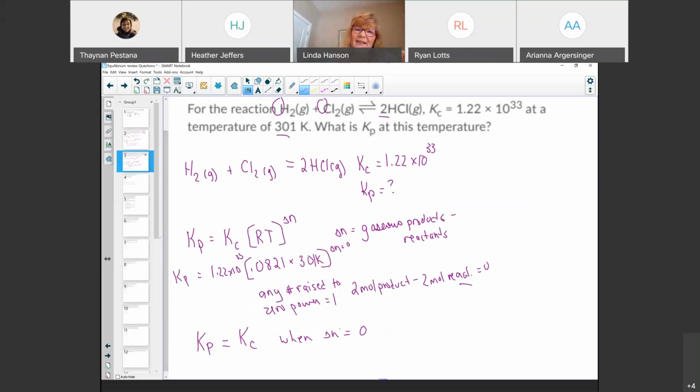And I think sometimes the easiest problems get us upset when we're quizzing and go, oh, there's got to be a trick to this. It can't be the same number. But here it is exactly the same number. Kp would come out to be this extraordinarily large 1.22 times 10 to the 33rd power, which is what Kc was given to us as. Let me give you a minute to think through and see if a question pops up.